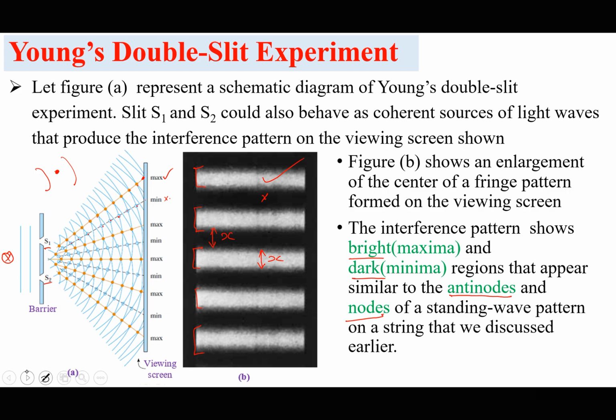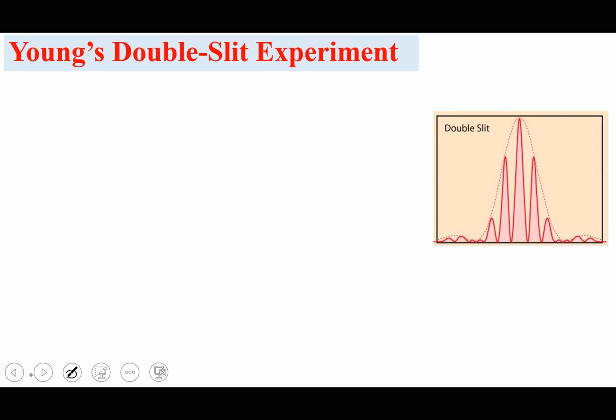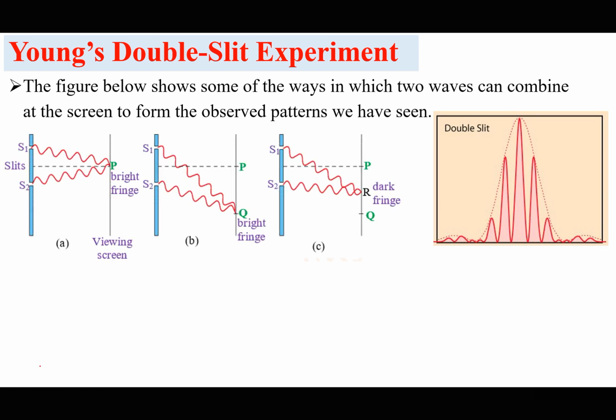To fully understand what really happens, we have already explored this in lesson 12, but we can still do it here. The figure below shows some of the ways in which two waves can combine at the screen to form the observed pattern we saw earlier. Let's say in A, we have two slits, S1 and S2. These are sources of light, and they are coherent because they receive light from the same major source.